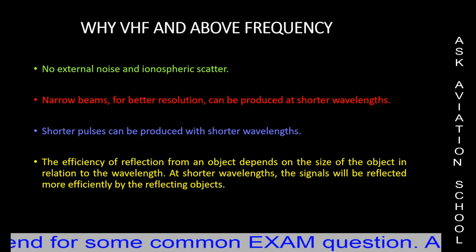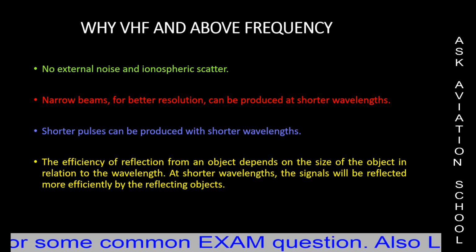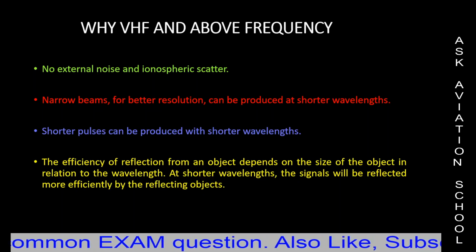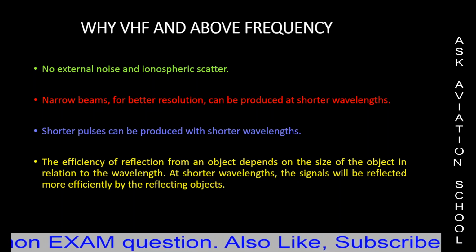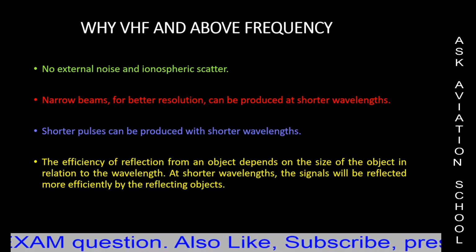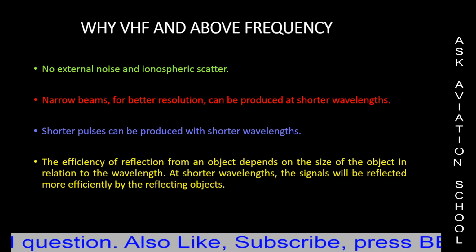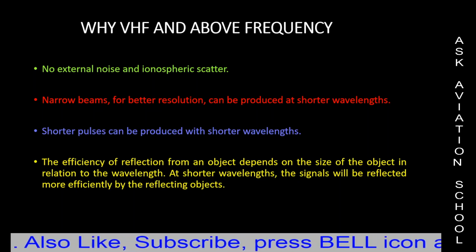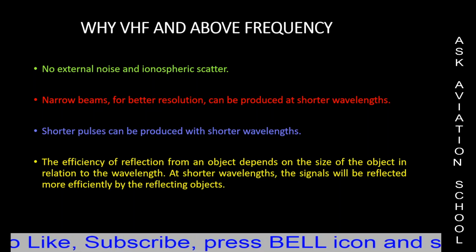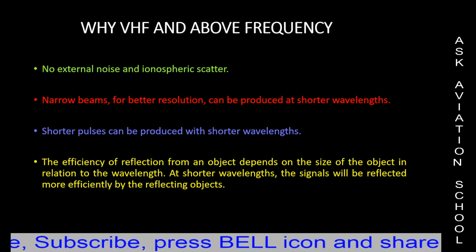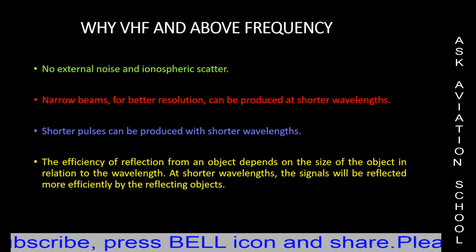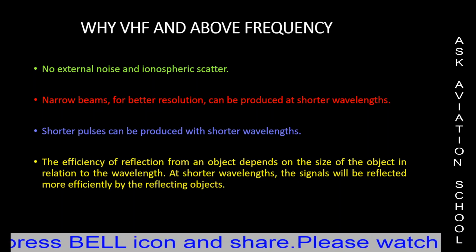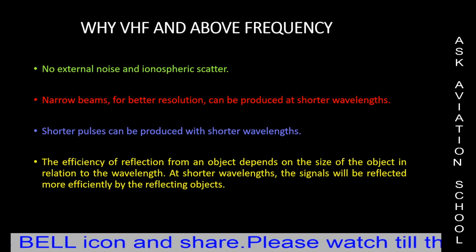So why do we have to use this frequency? By using this frequency, that is VHF and above, the external noise is reduced and also the ionospheric scatter is reduced. At these frequencies, narrow beams can be created for a better resolution. We will talk about the resolution in the later part of the class. This also can produce a very short wavelength, and shorter pulses can also be produced with a shorter wavelength.